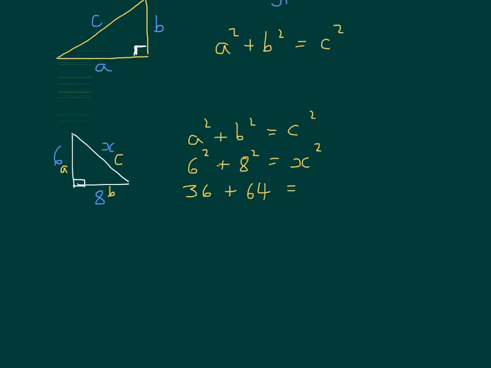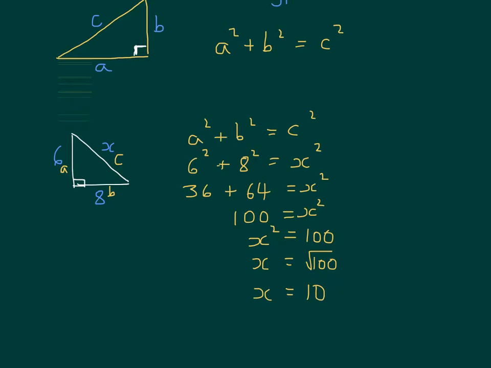36 plus 64 is x squared. So that's 100 is x squared. Some people like flipping it around now, but you don't have to. X squared is 100. Now to get rid of the squared, we need to take the square root. So x is the square root of 100. So that works out to be 10.